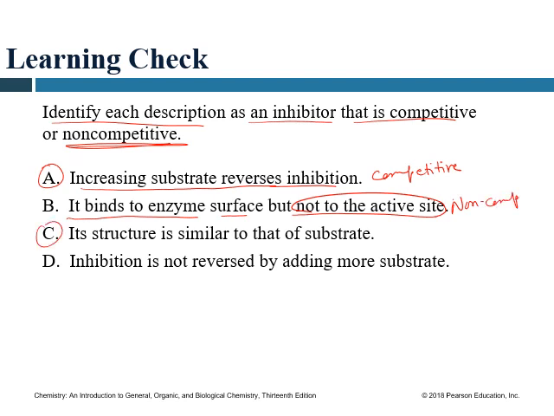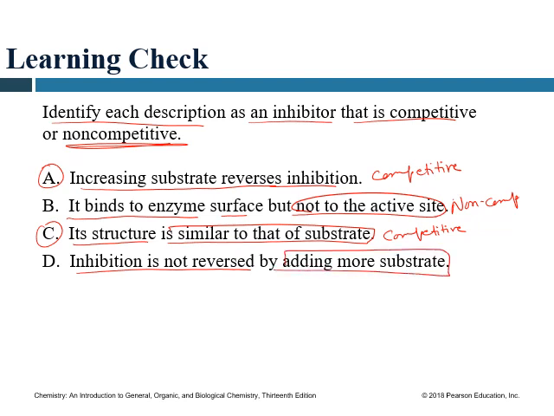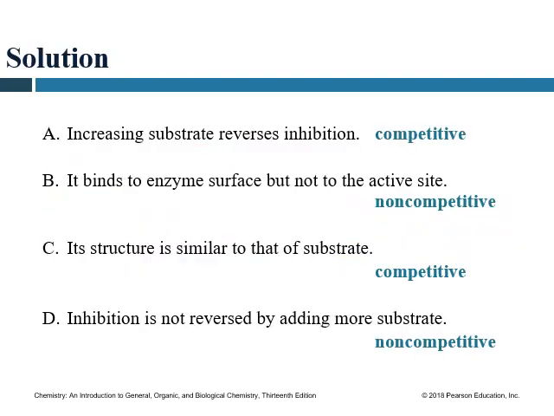Option C says its structure is similar to that of the substrate. If the structure is the same, that means it's competing with the substrate, so it's competitive. Next, inhibition is not reversed by adding more substrate. If adding more substrate doesn't reverse it, the inhibitor should not be competitive, it should be non-competitive. So this is how you normally analyze the problem and write the correct answer. This is the answer already given for you, which we already discussed in the previous slide.